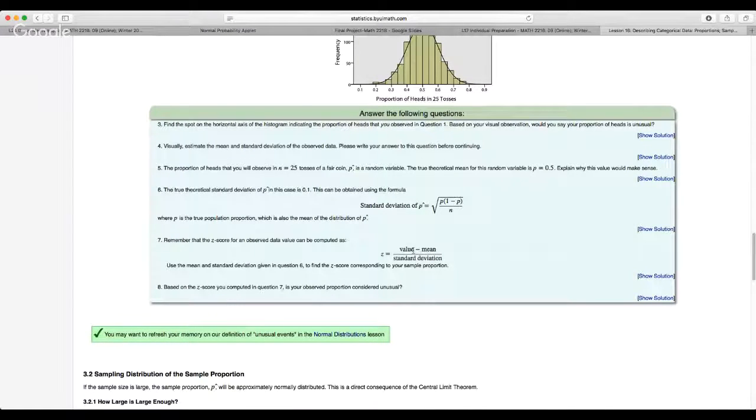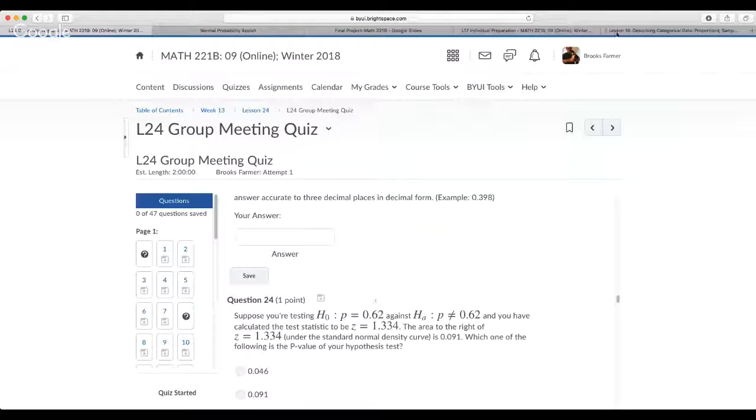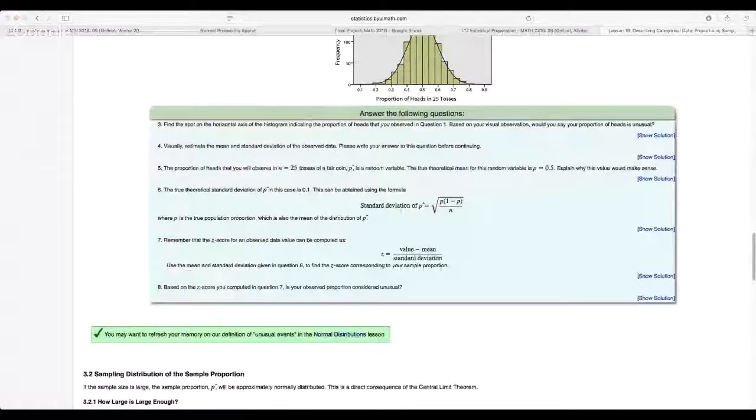girls, come on. So the z-score for proportion is value minus mean over standard deviation. Standard deviation of p hat is the square root of p times 1 minus p over n. You guys there?